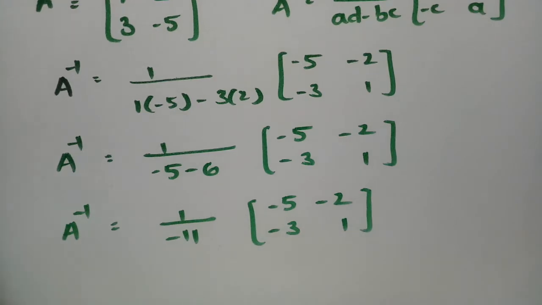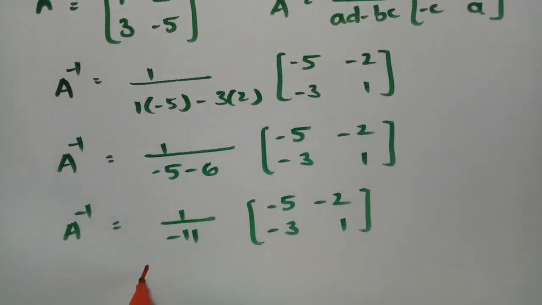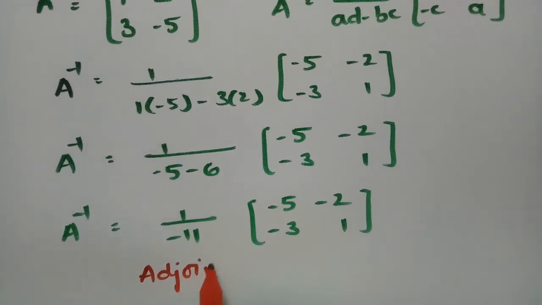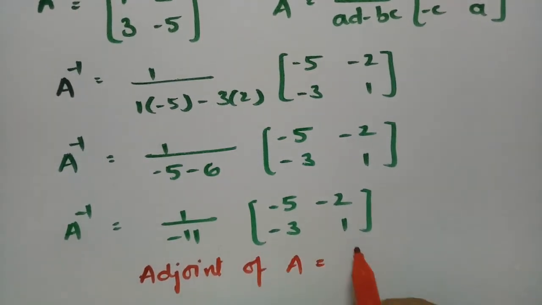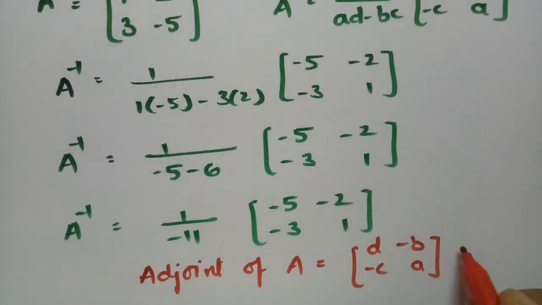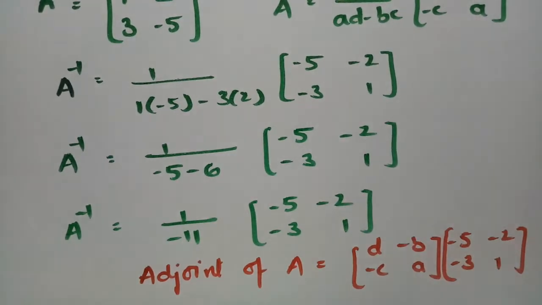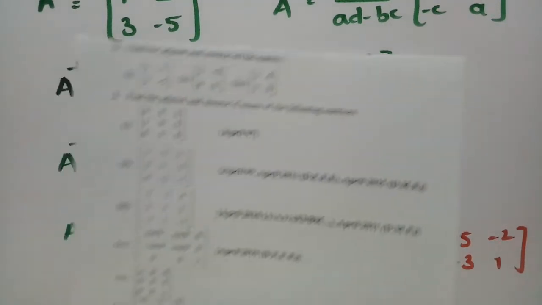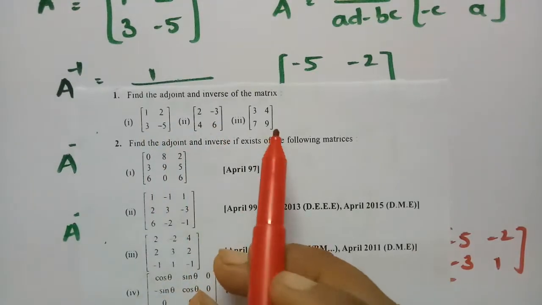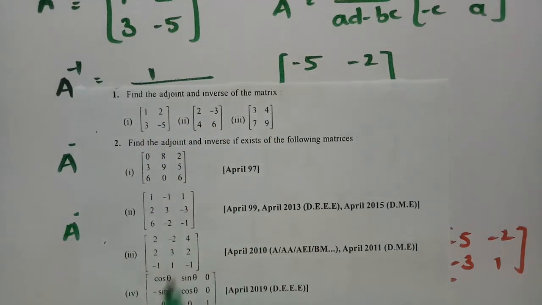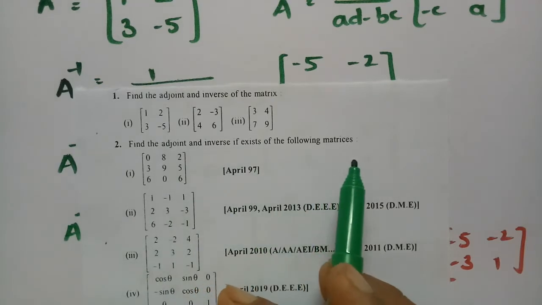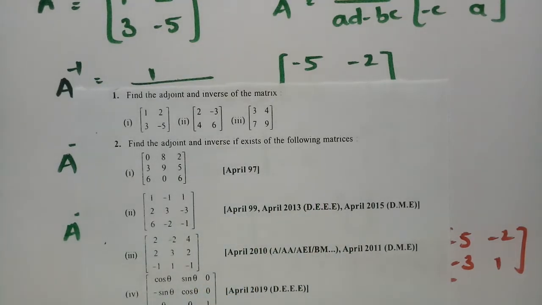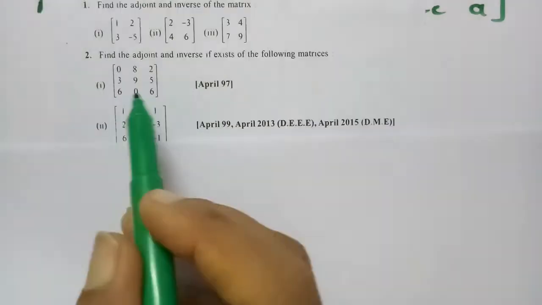If you observe this, this is the adjoint. So adjoint of A is nothing but D, minus B, minus C and A. So the value here is minus 5, minus 2, minus 3 and 1. This is the adjoint and here is the inverse. This is how we find the adjoint as well as the inverse, and the rest I am leaving for you. Next, find the adjoint and the inverse, if they exist, for the following matrices.